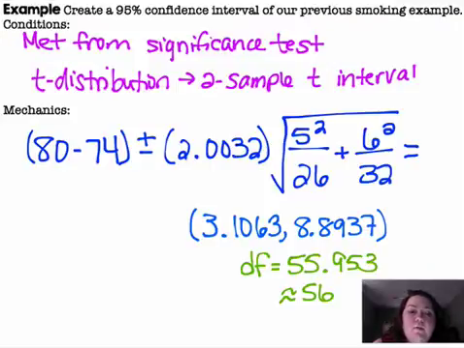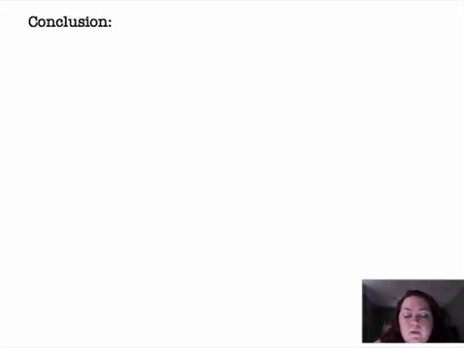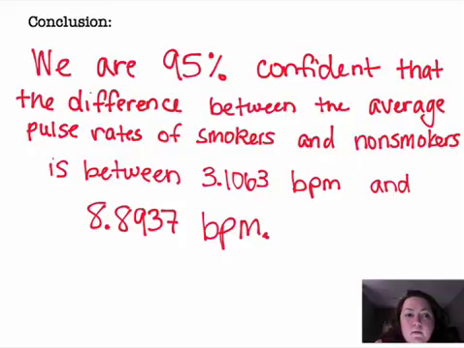And remember, if you don't want to actually calculate t star, you can write t star and then subscript your degrees of freedom. So t star subscript 56, if you don't want to have that extra step. Our conclusion is we are 95% confident that the difference between the averages, the average pulse rate of smokers and non-smokers, is between 3.1063 beats per minute and 8.8937 beats per minute.